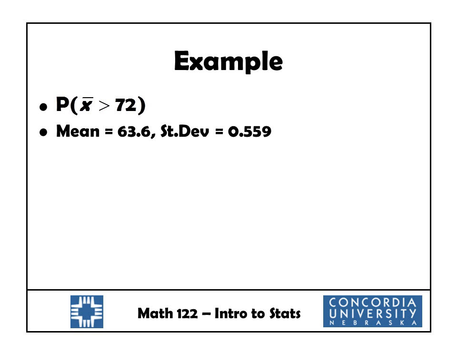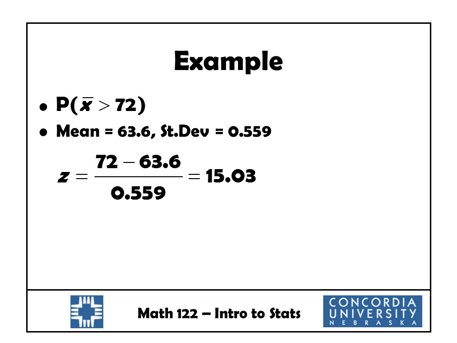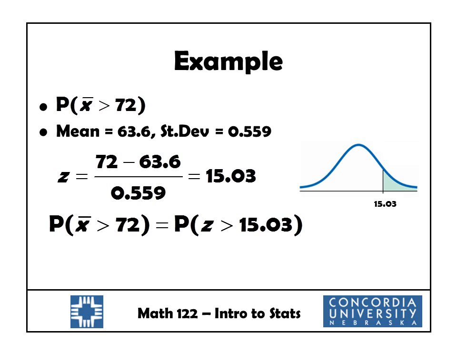We want to find the probability that x bar is greater than 72. We know that x bar is normally distributed, has a mean of 63.6 and a standard deviation of 0.559. So now we're simply dealing with a non-standard normal distribution problem. First, we convert the number inside the parentheses to a z-score by subtracting the mean and dividing by the standard deviation. It comes out to be 15.03. So the probability that we want is the probability that z is greater than 15.03.